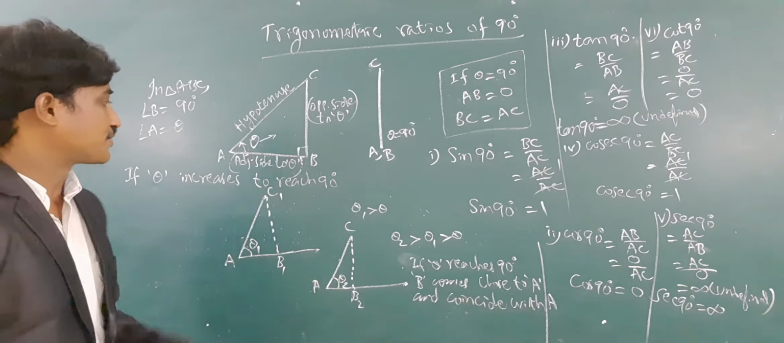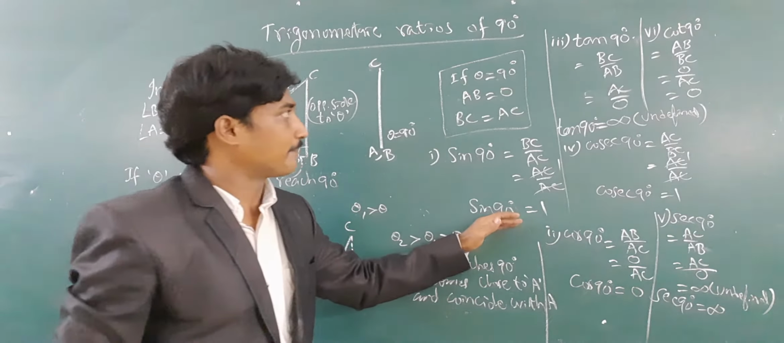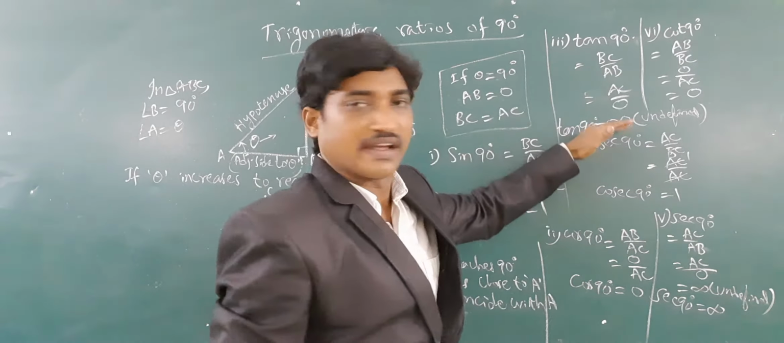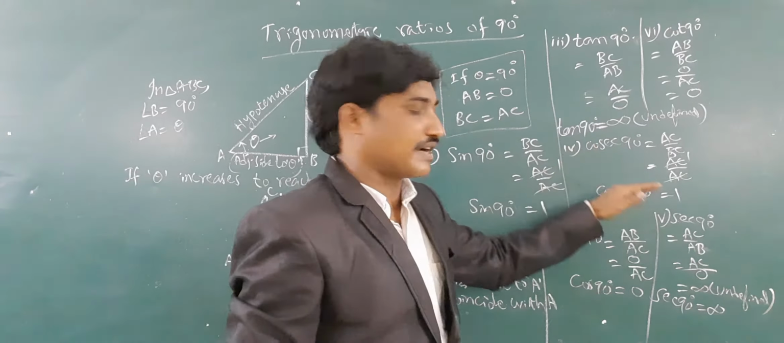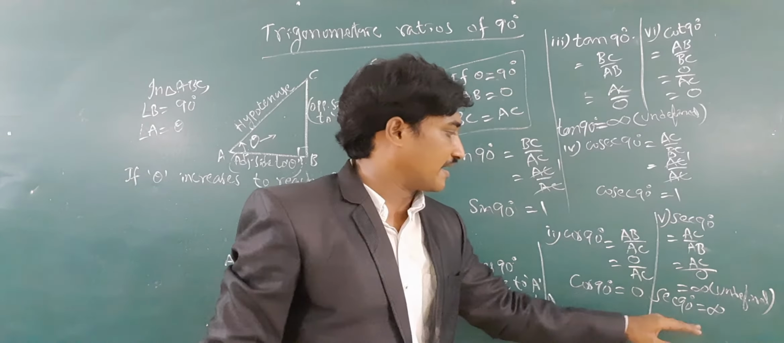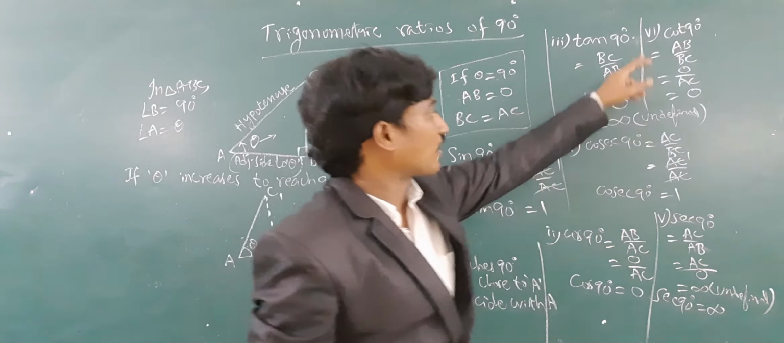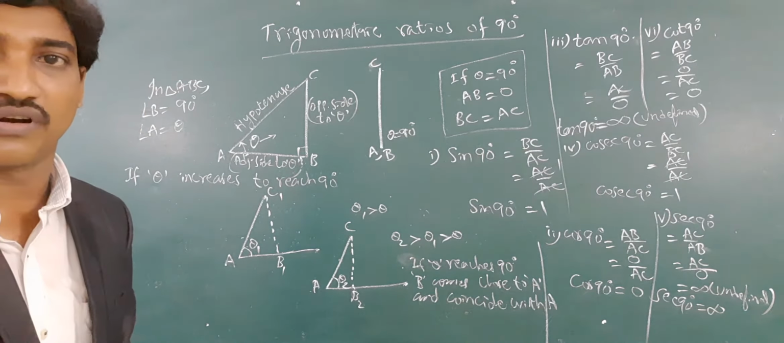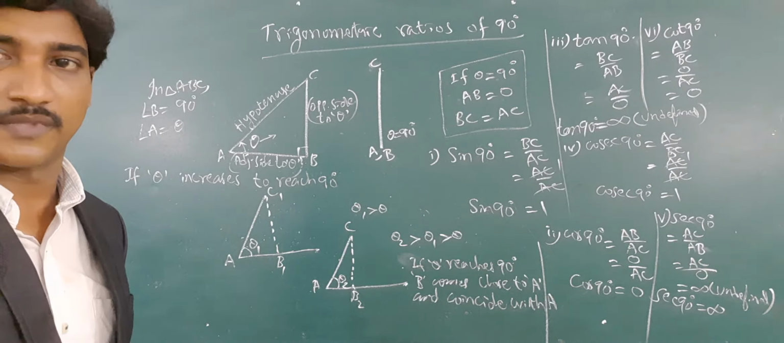These are the sin 90 degree 1, cos 90 degree 0, tan 90 degree infinite, cosecant 90 degree 1, secant 90 degree infinite, undefined, cot 90 degree is 0. These are the trigonometric ratios of 90 degree.